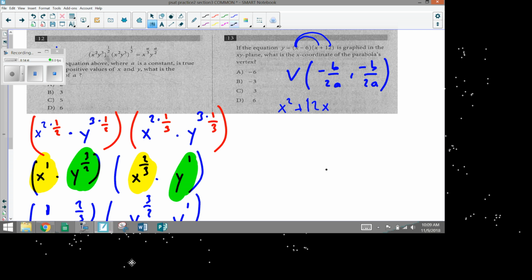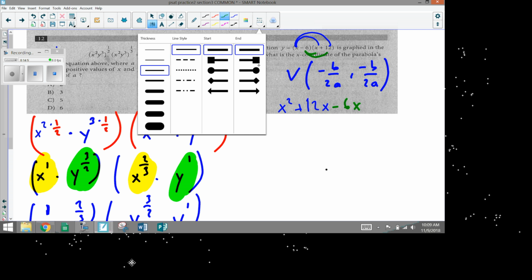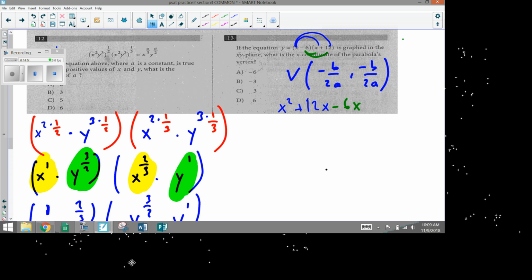I'm done with the first one. And now, second one, negative 6x, and negative 6 times positive 12. Negative 6 times positive 12, what's negative 72? Add like terms. When you add it up, minus 72. Okay, now we can talk about A, B, and C.